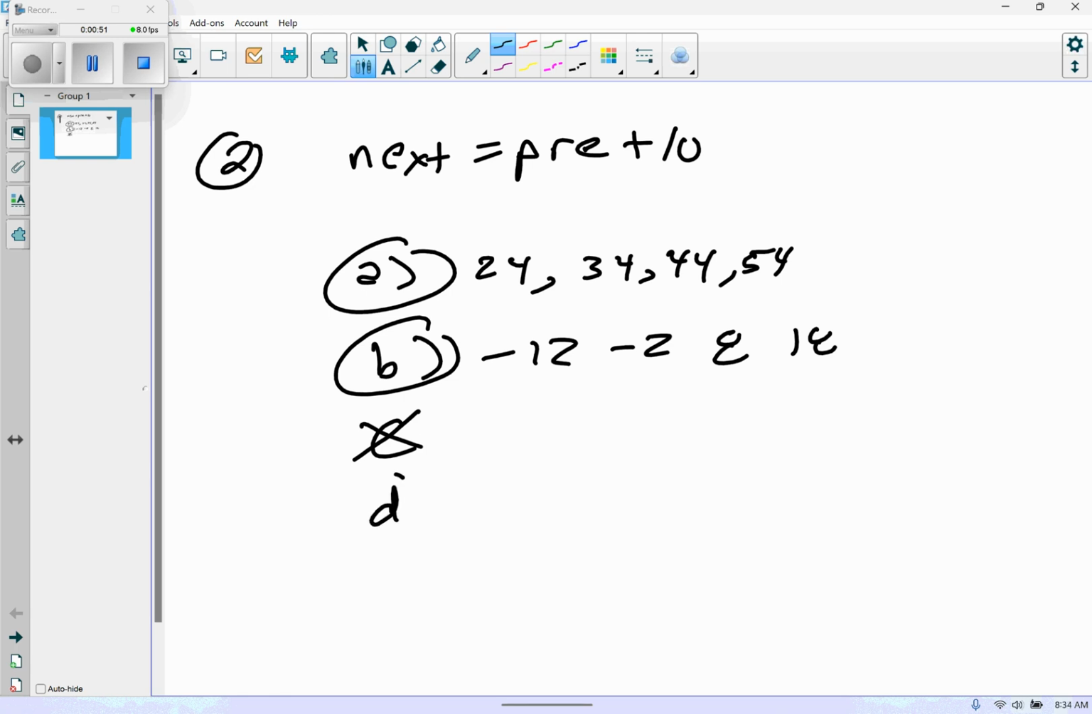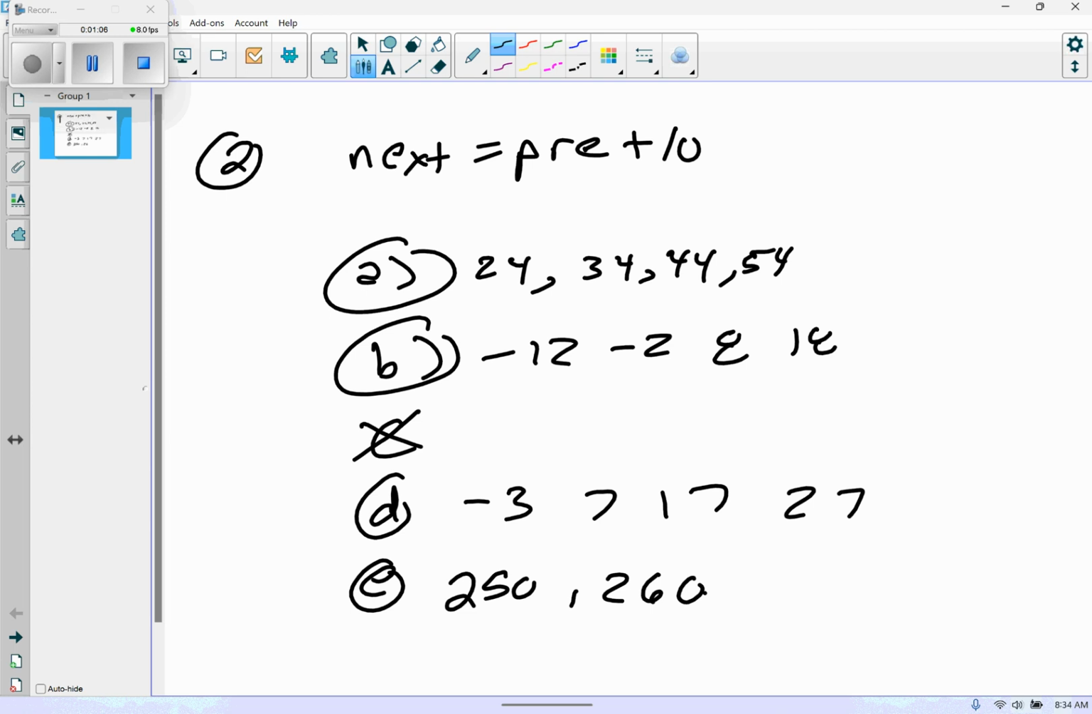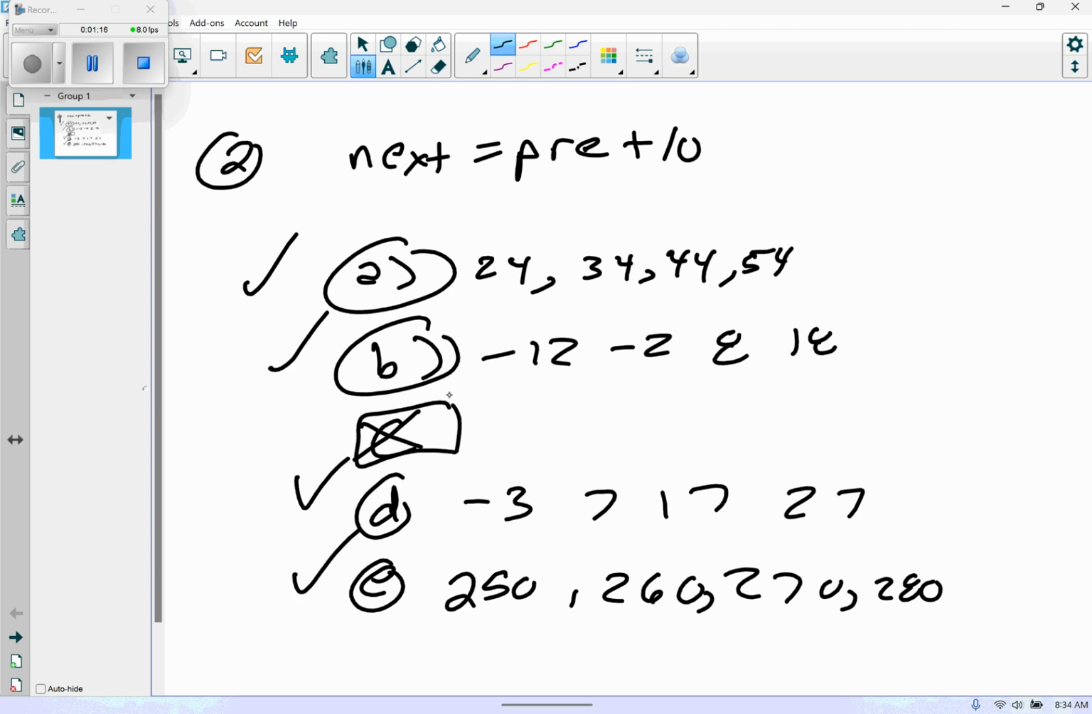Letter D, I have -3, 7, 17, and 27. Those are all being added as I go to the right by 10. And then letter E actually works as well because it goes 250, 260, 270, and 280. So A, B, D, and E all work. C is the only one that did not work.